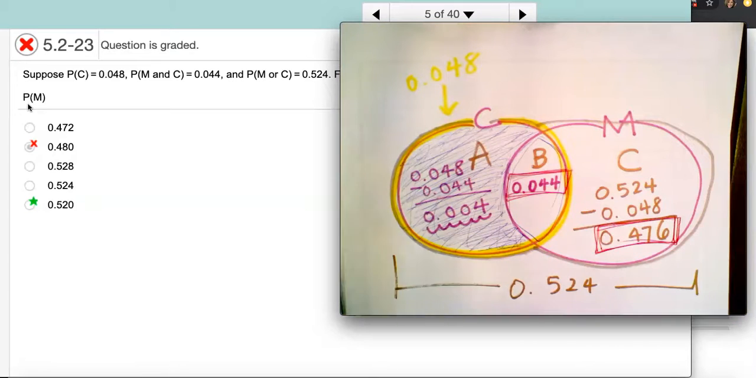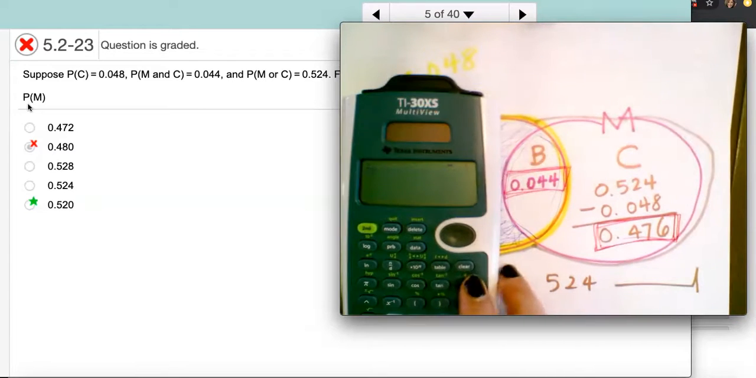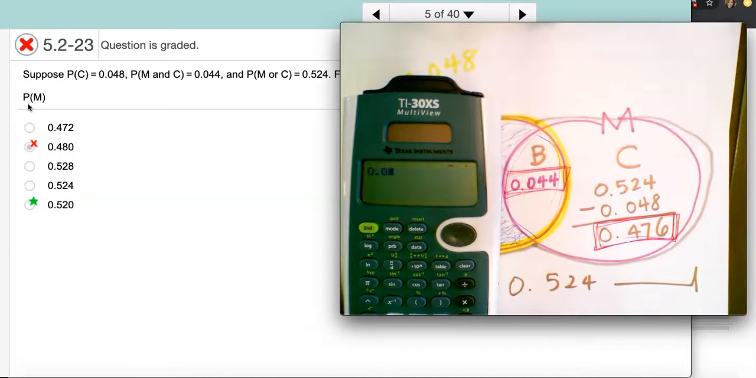Now, I'm thinking maybe there's another way of seeing this, but that's how I saw it. 0.044 plus 0.476. If you add them together, we get 0.52. Therefore, the answer is 0.52 here.